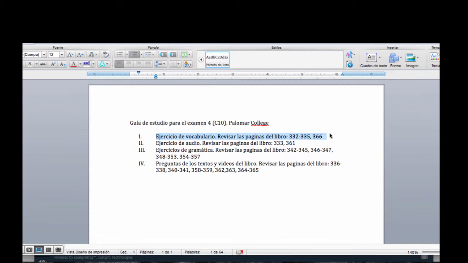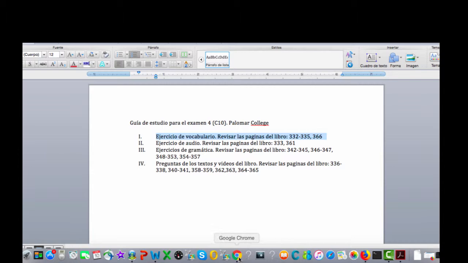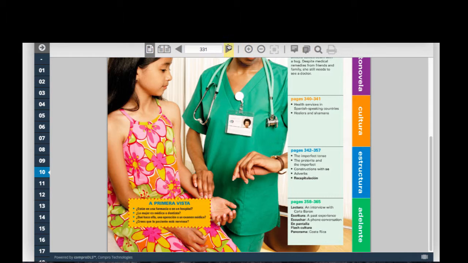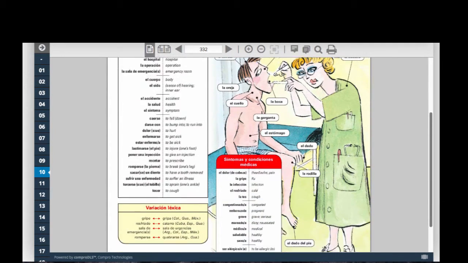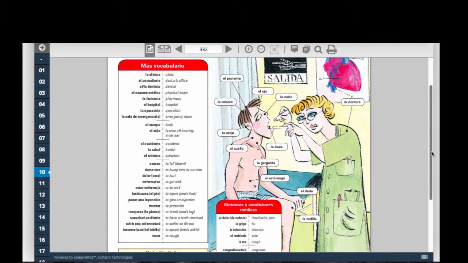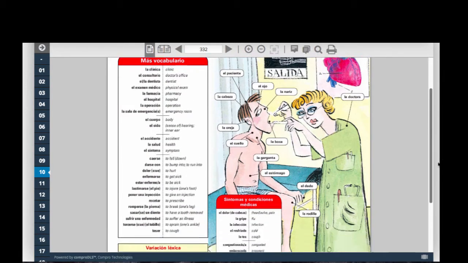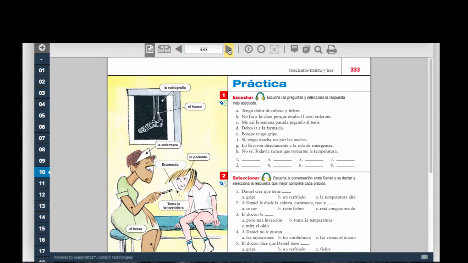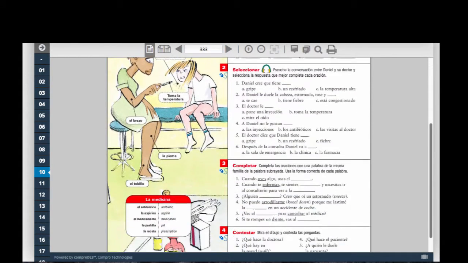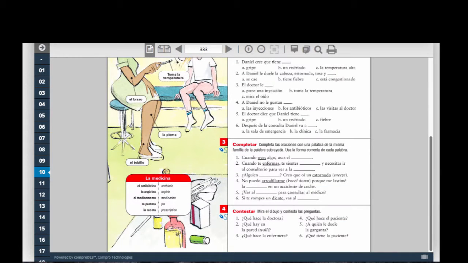So the first exercise we'll find in this exam will be an exercise of vocabulary, and you will have to review the sections of contextos in these pages here, and then at the end of the chapter, you have a summary of all the vocabulary. So in contextos, this is all the vocabulary you're going to learn, which is a really nice chapter for future nurses. There's a little more over here, and it's a good idea to review the exercises that come in this context.